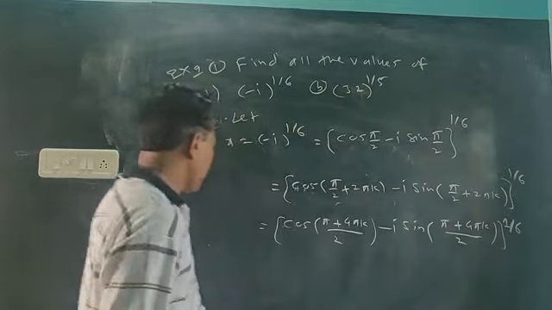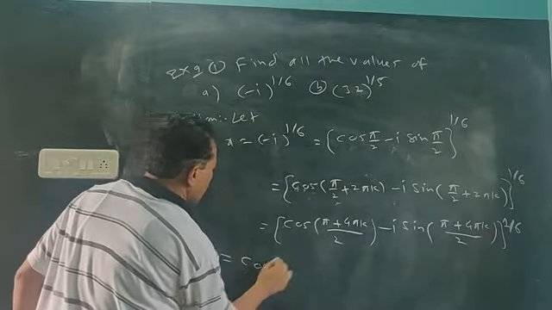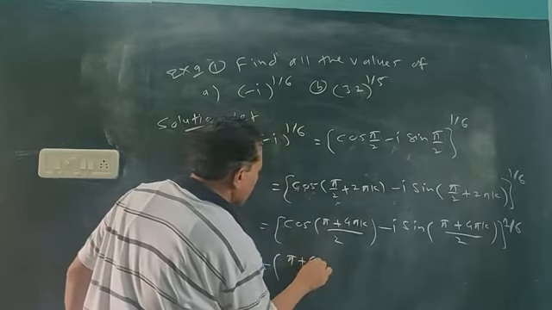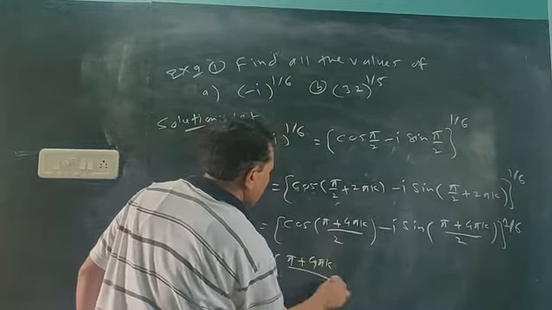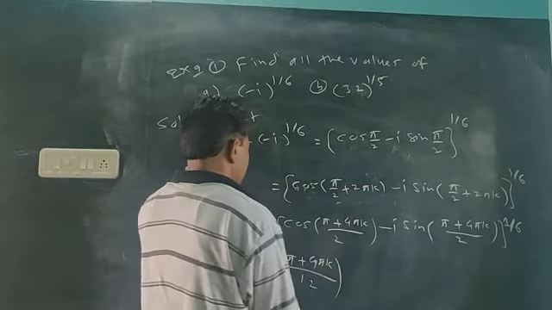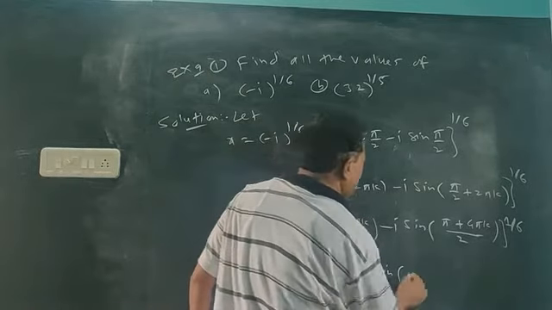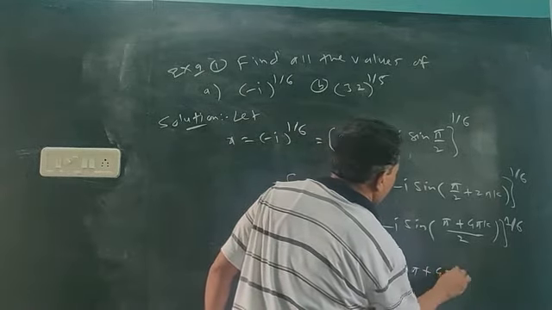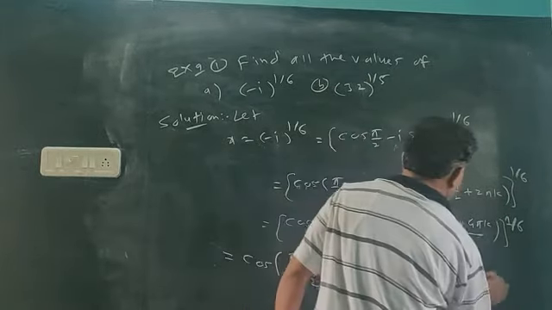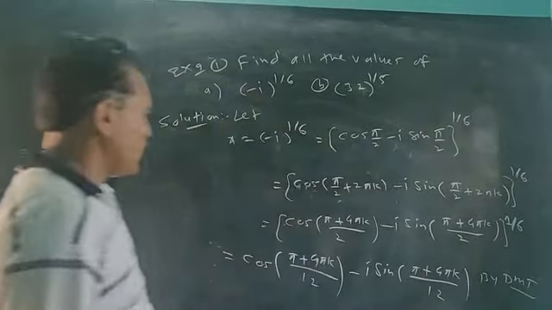Now apply De Morgan's theorem. Cos of 1 by 6, and 1 by 2 here, so pi plus 2 pi k. So 1 by 2 into 1 by 6 is 1 by 12. Cos of n theta, and similarly minus I sin of pi plus 4 pi k, 1 by 2, 1 by 2. So this is because of De Morgan's theorem, DMT in short.